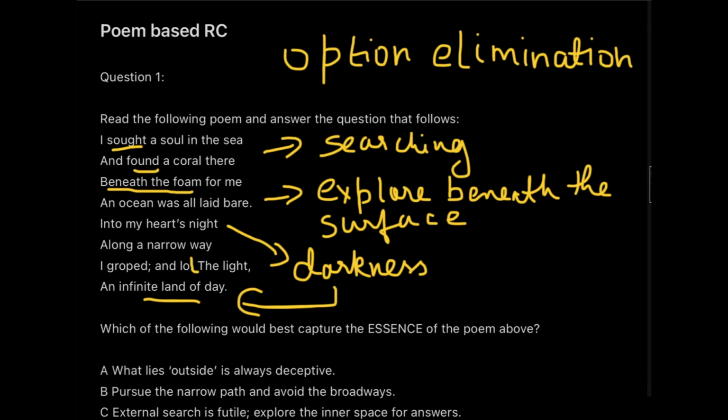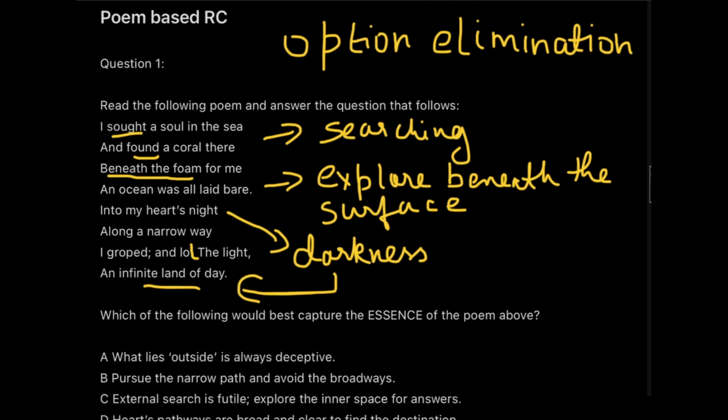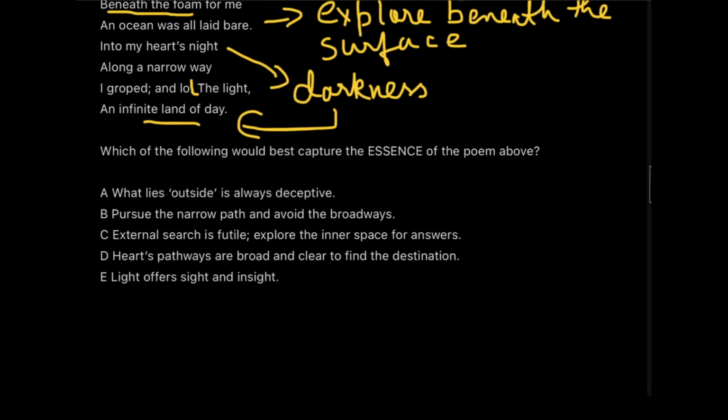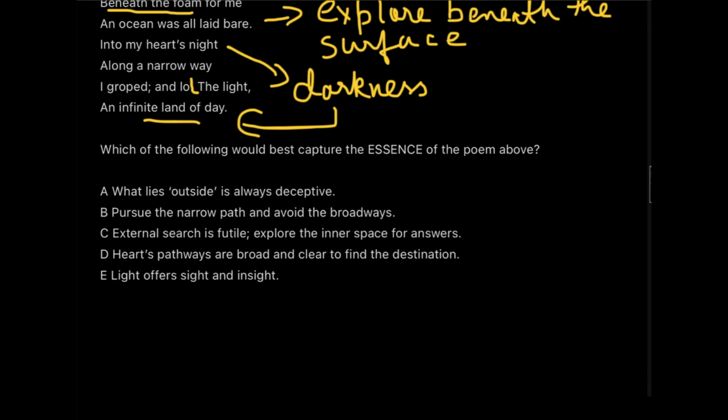The other method is, let's assume right now that I'm a person who did not understand anything from the poem. If I assume that I did not understand anything from the poem, let's start using the option elimination process and get the correct answer. And I can guarantee you, you will love it.